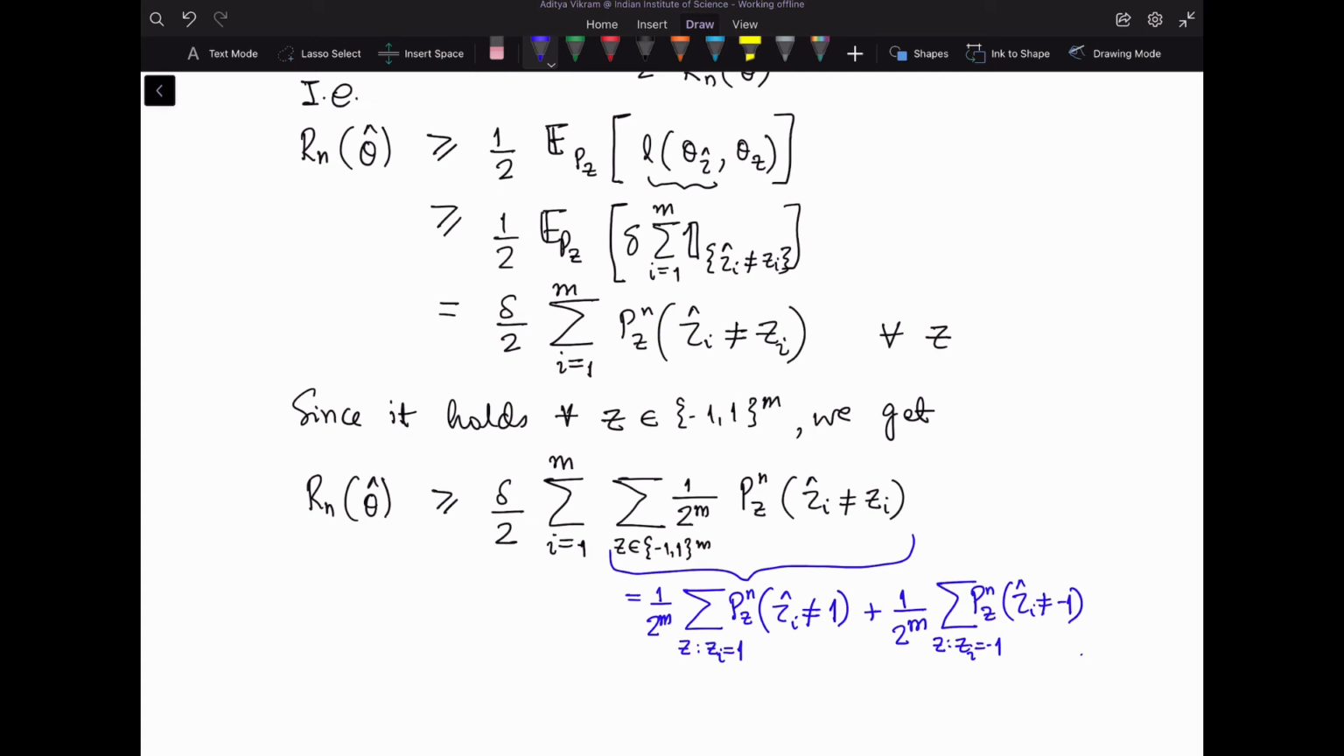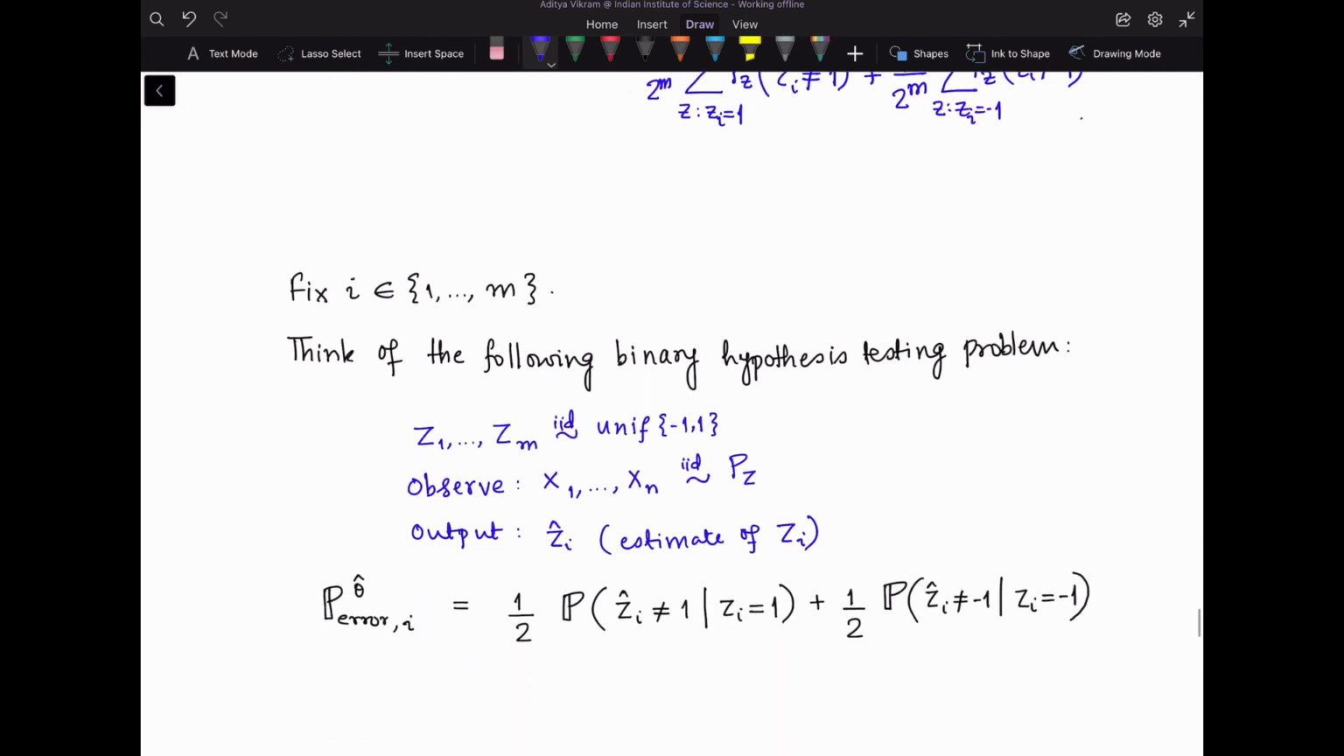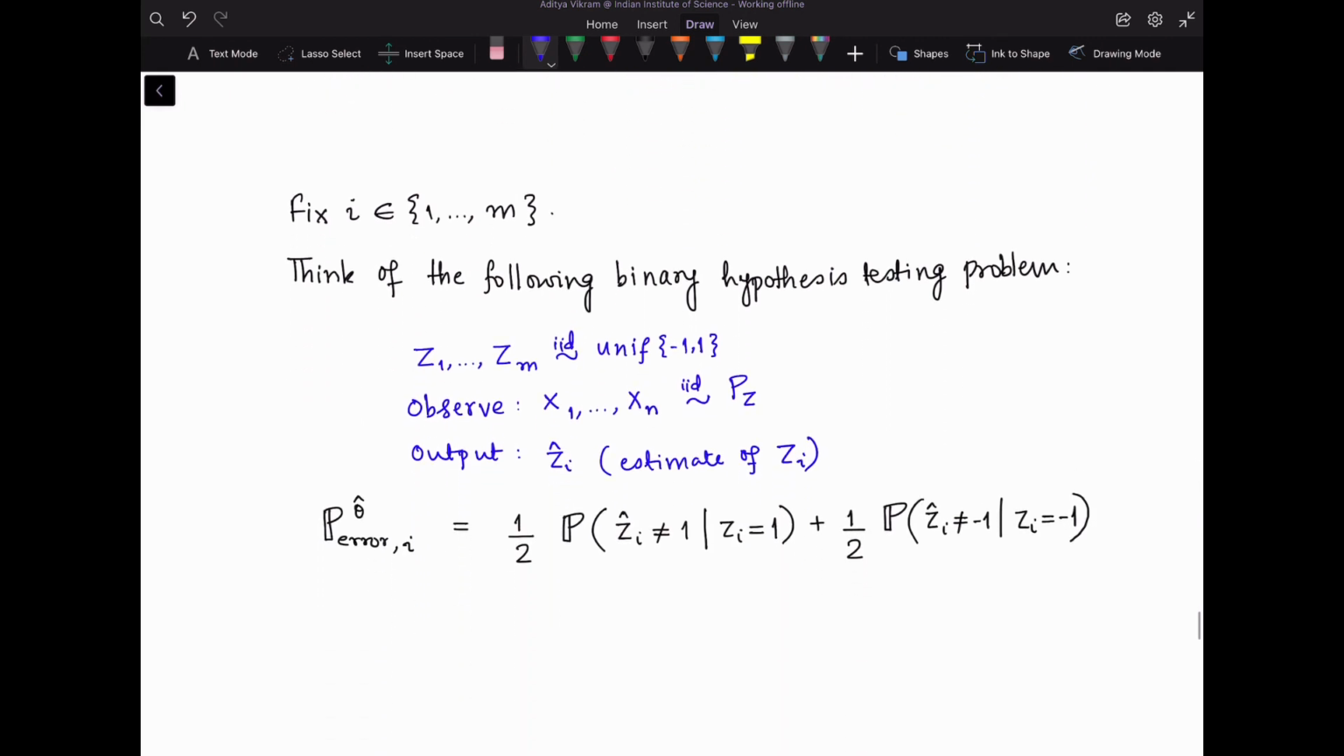So now how does this relate to testing whether z_i hat is plus 1 or minus 1? So for this, consider the following, right? Fix some i in 1 to m, and think of the following binary hypothesis testing problem. Z_1 to Z_m are chosen IID uniformly from minus 1, 1. So this is as before. Okay, and once we have Z_1 to Z_m, we basically have Z. So now observe n samples IID from P_z.